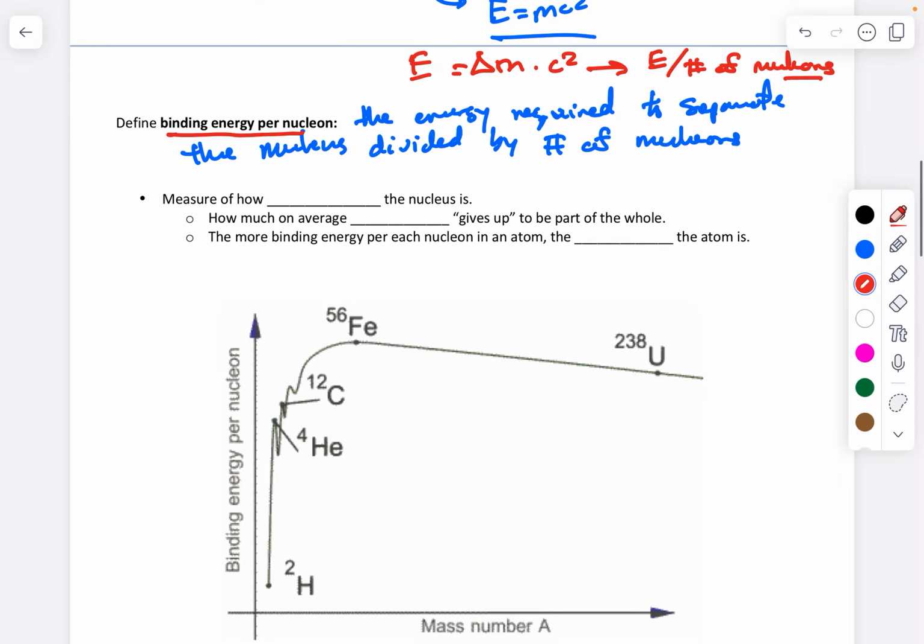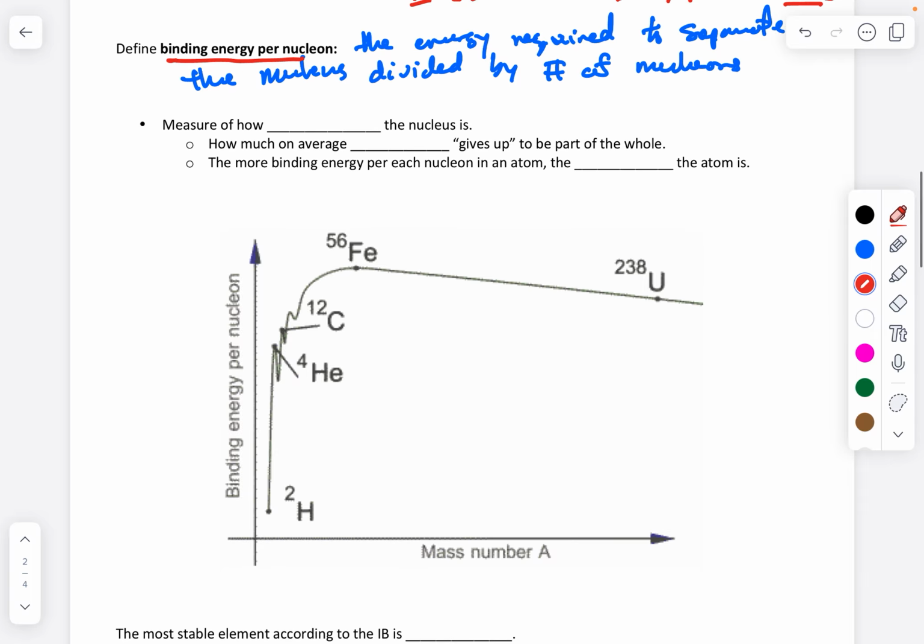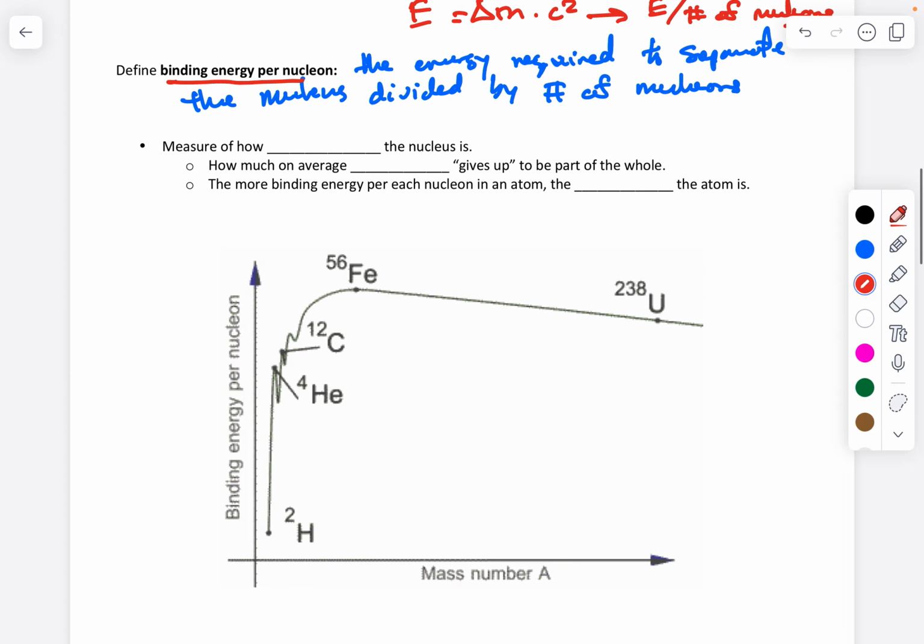Okay, so that's what the binding energy per nucleon is. It's getting pretty late here, so I'm going to finish this part, and I'll let you try to figure out the rest of it on your own. It's a measure of how stable the nucleus is.